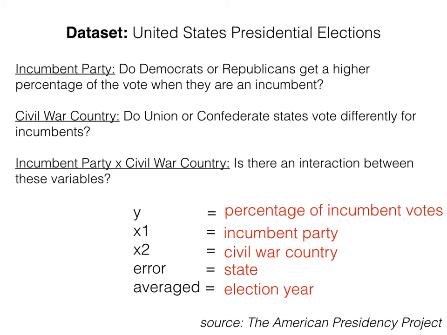Regarding our 2 independent variables, incumbent party is our within error variable, and Civil War is our between error variable. Pause the video now to do the lab. Come back to the video as suggested to learn more about the code in the lab.